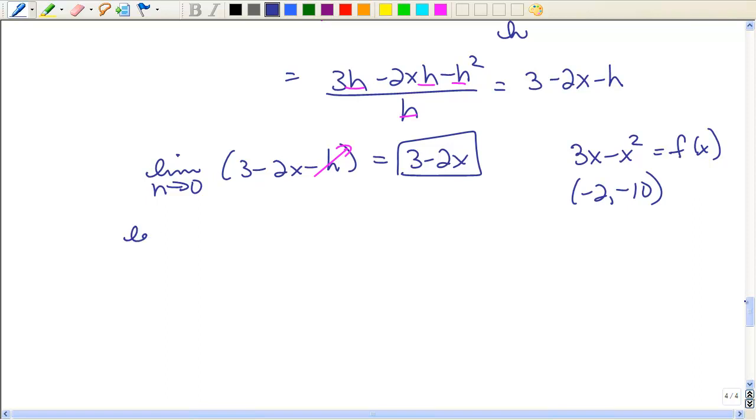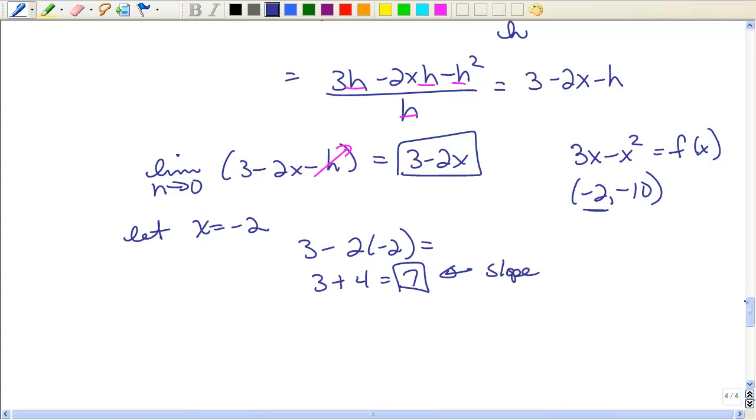Now I'm going to let x equal negative 2. So I'd have 3 minus 2 times negative 2. What is that? 3 plus 4 is 7. That is the slope of the tangent line to this parabola at this point.